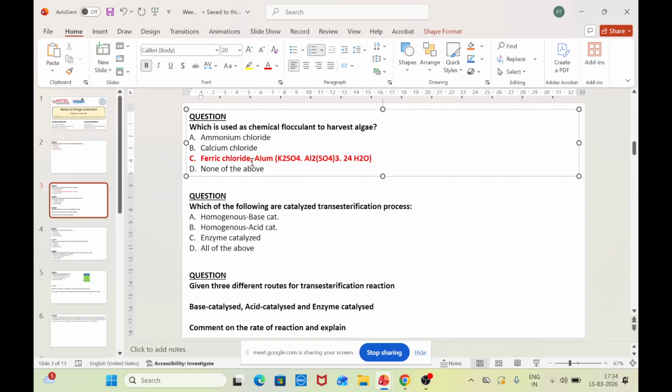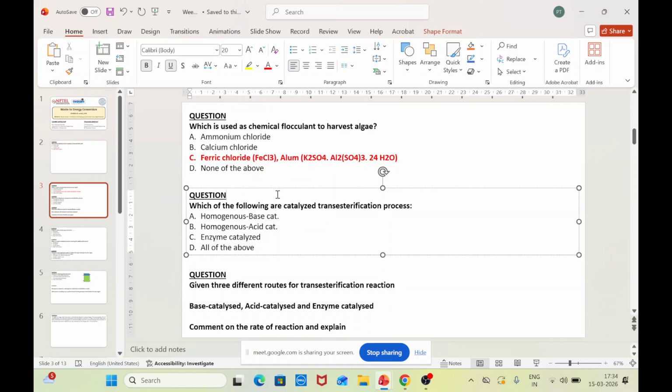And I hope, ferric chloride, I hope everyone knows the chemical formula. It is FeCl3. So this is the way to harvest the algae. Once the algae gets harvested, you can actually go for using this algae as a raw material for energy generation.